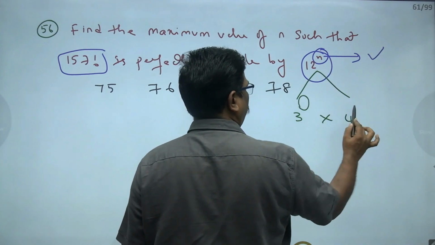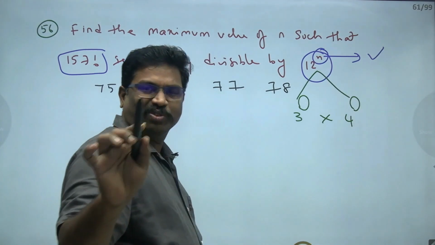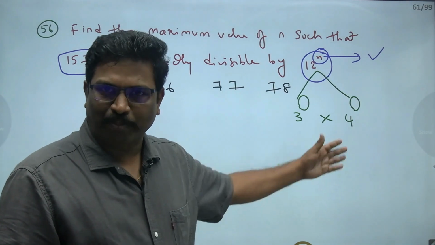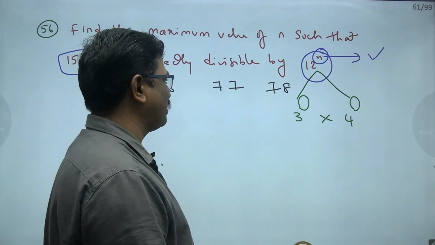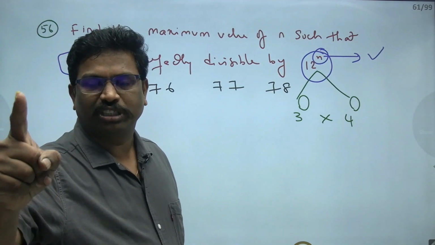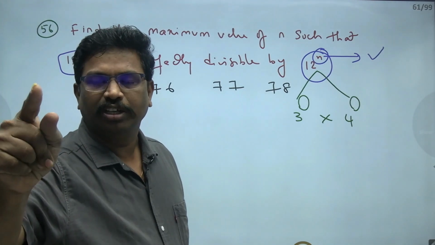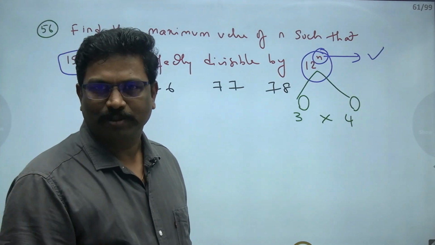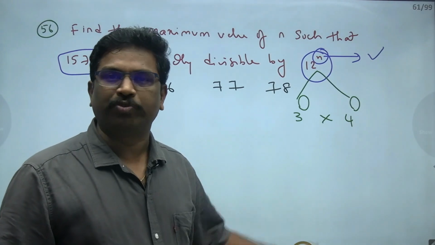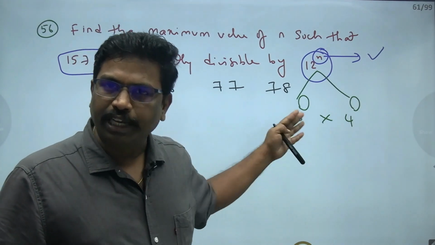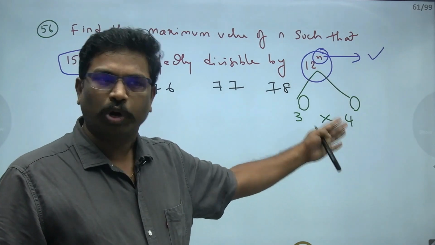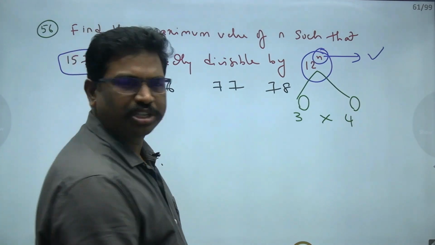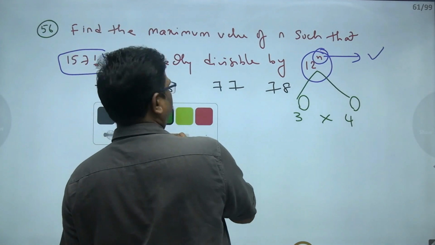3 into 4. Highest power of 3, find out. Wait, is 4 a prime number? No, guys. I told you, first you need to check whether the given number is a prime number or not. If not, it's your responsibility to convert it into a product of prime numbers. I agree 3 is a prime number, but 4 is not a prime number. So what to do? You need to convert it again.